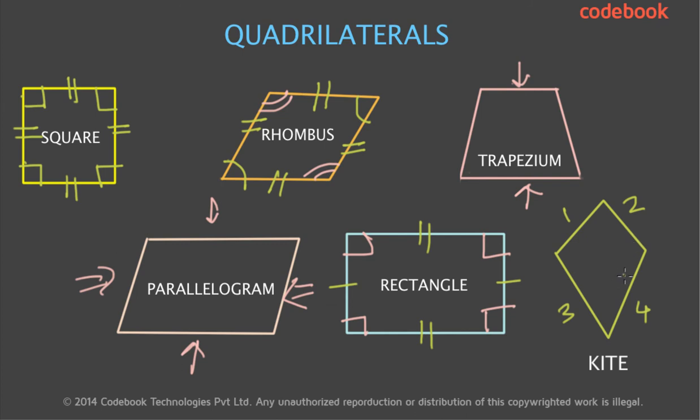The next figure that we'll look at is called a kite. A kite is made up of 2 pairs of sides and each pair is made up of adjacent sides that are equal in length. So for example, here the pairs are 1, 2 and 3, 4, and 1 is equal to 2 and 3 is equal to 4 in terms of length. So when you have a figure like this, it is called a kite. And the angles where these pairs meet, so this angle and this angle, are both equal. So this is one of the properties of a kite.